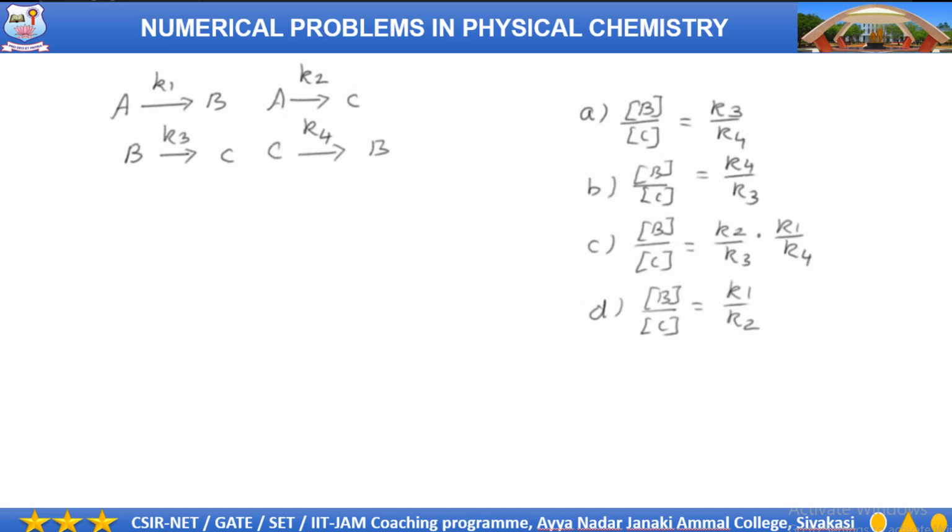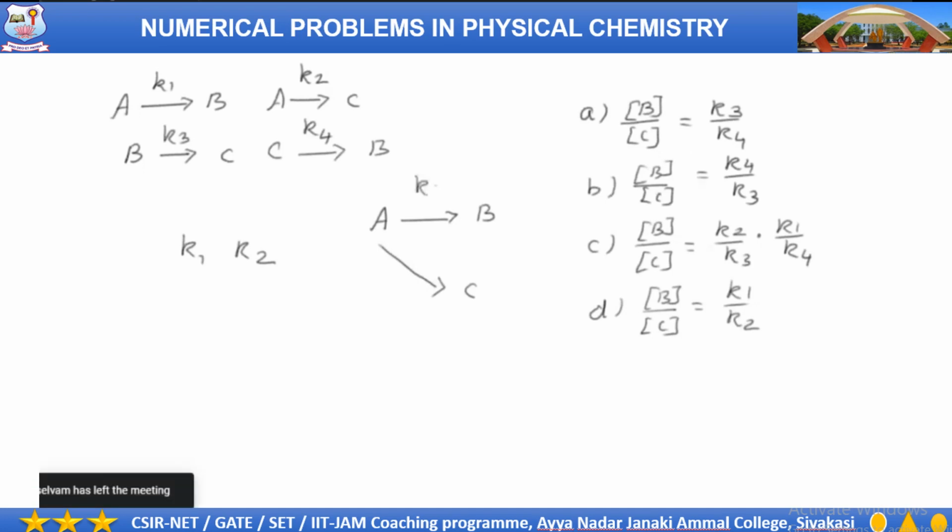If you understand this one, what is the concept you should understand? Here K1, K2 are very slow. If you first draw the diagram for this, A giving B, A giving C. It is a parallel reaction, K1 and K2. Then B giving C is K3 and C giving back B is K4. A parallel reaction and the products are in equilibrium with each other.